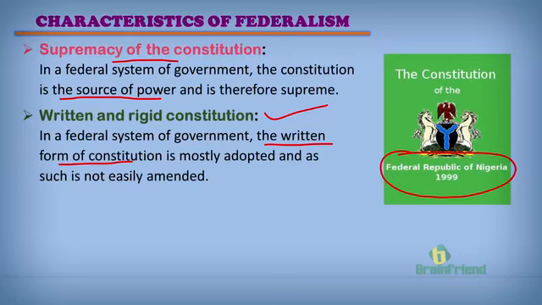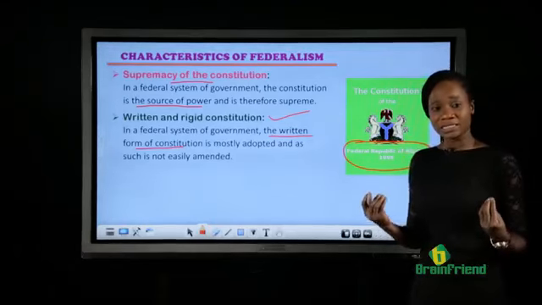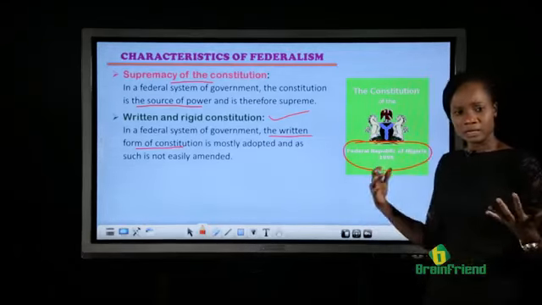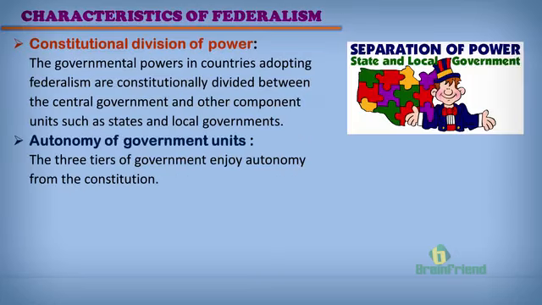A level of government cannot just wake up and say, oh, let's put in this law, let's take out this law. No. In a federal system of government, it is difficult for the government to change and amend laws that are contained in the Constitution. This is one feature to look out for in a federal system of government.